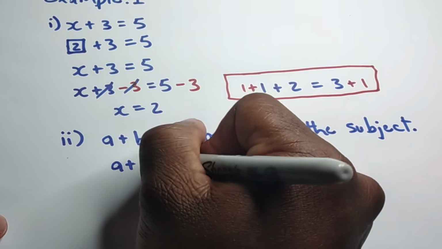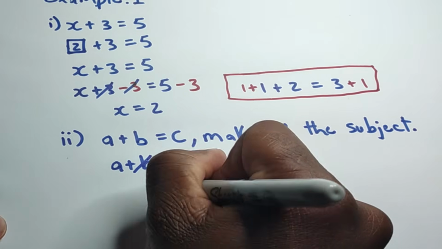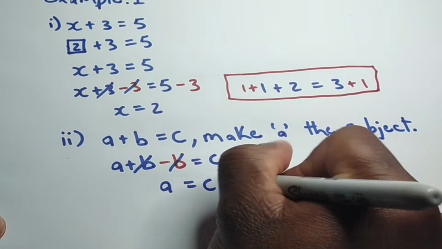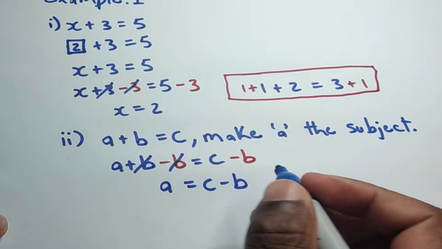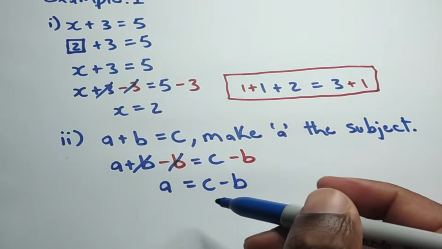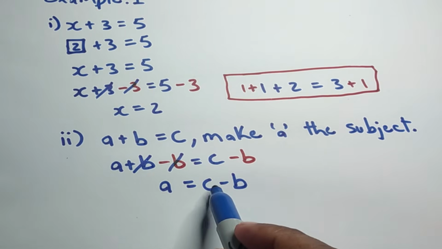We can now use the positive b to cancel out the minus b, and a will be equal to c minus b. Alright, and this would have been our solution. Alright, so this would have been our answer, because we don't know what c minus b is, so we can't get a result from that. So our answer in this case would have been a is equal to c minus b.